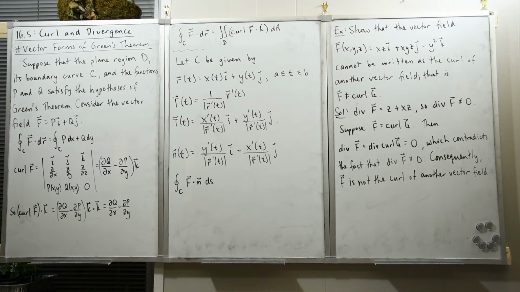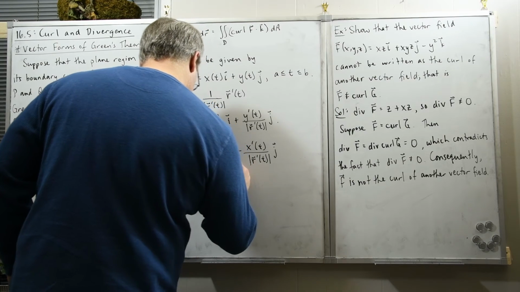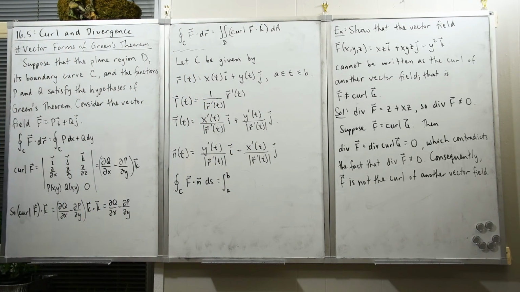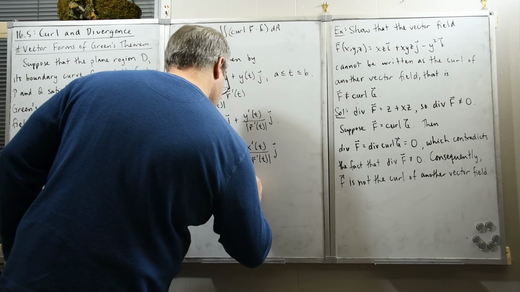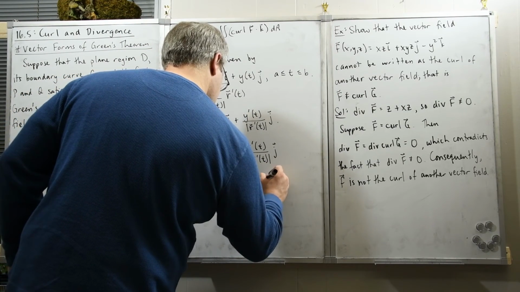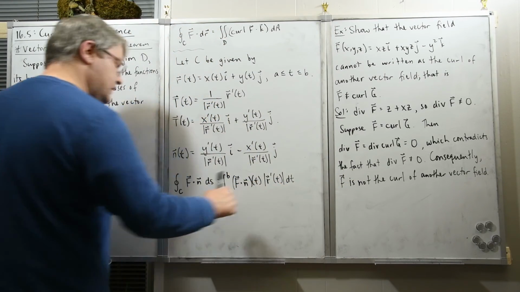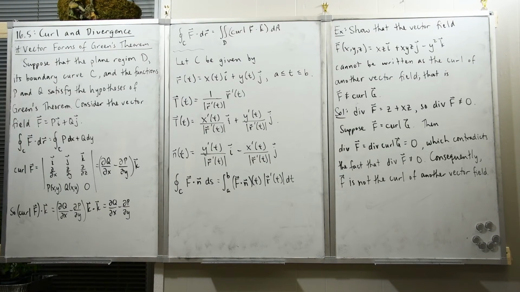Well, you would have, this is the same as, well, you have the integral from a to b, so we're going to end up writing this integral in terms of t. You'd have f dot n of t times the magnitude of r prime of t dt. After all, that's what your ds is, magnitude of r prime of t dt.